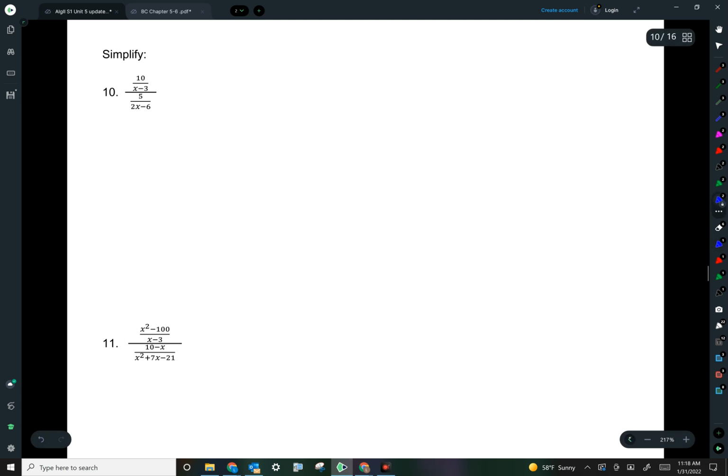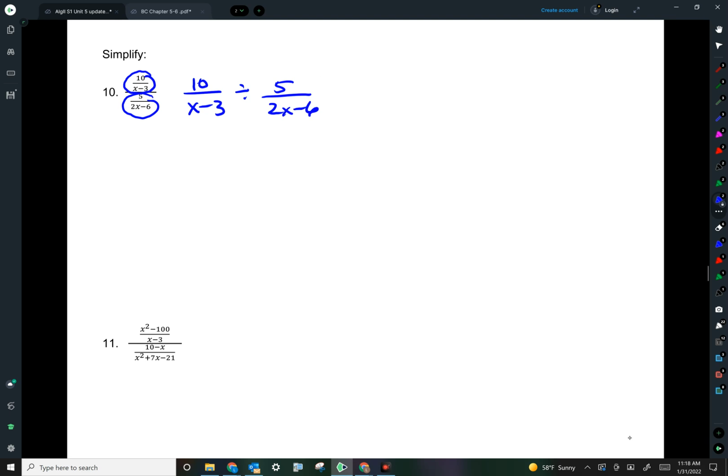So one thing you could do is you could think of this as this being divided by this. And so if you have 10 over x minus 3 being divided by 5 over 2x minus 6, then you could do like we did on the previous page and do the whole keep change flip. And that's fine, exact same thing. Sometimes I will teach this method just to kind of save a step.